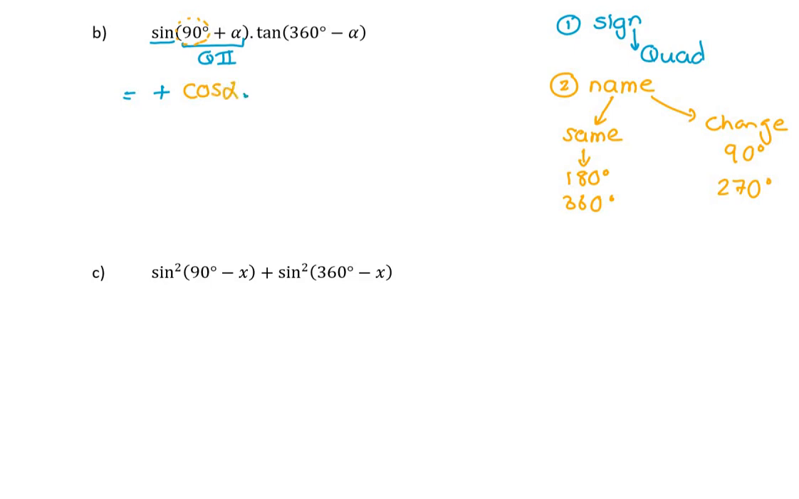So now I start the same process again. 360 minus alpha is in quadrant 4, and tan is negative in quadrant 4. But I'm working from 360, so tan will stay tan. So it's negative tan of alpha. So normally, at this point, that's an acceptable answer.